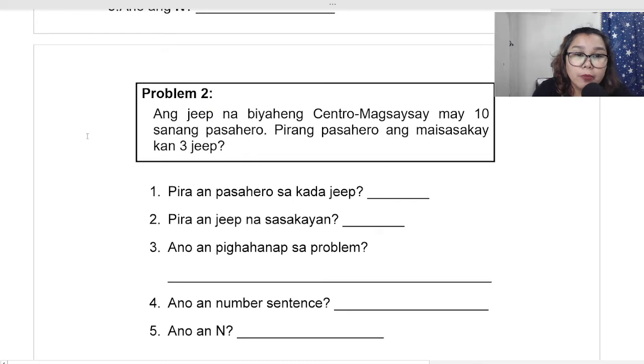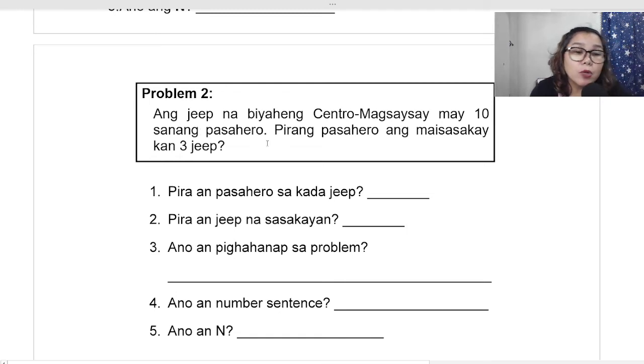For problem number 2, ang jeep na biyaheng Sentro Magsaysay may 10 sanang pasahero. So for every jeepney, 10 passengers ang kasya. Pirang pasahero ang may sasakay kan tulong jeep. If there are 3 jeepneys, so how many passengers will there be for each jeepney? May 10 ang capacity, and then if there would be 3 jeepneys, ilan lahat?